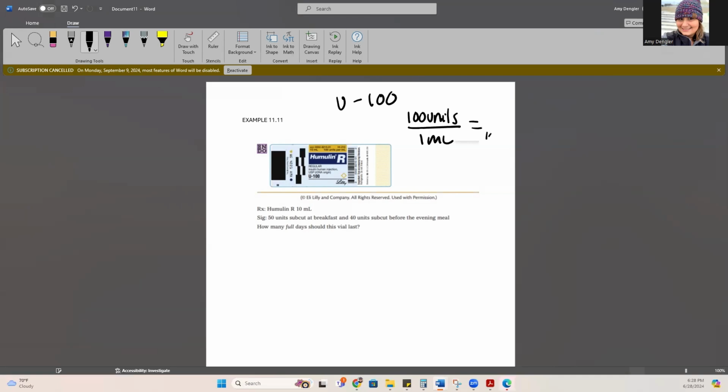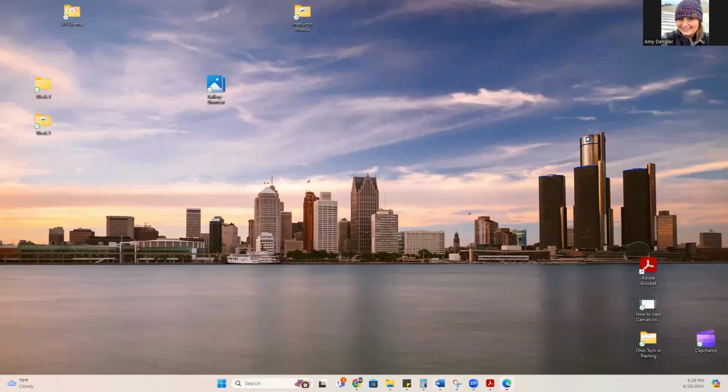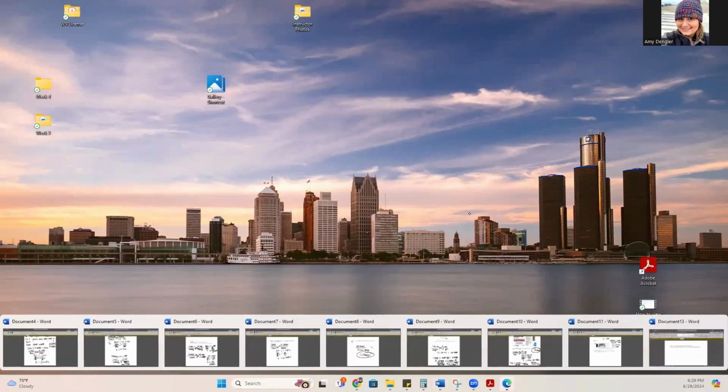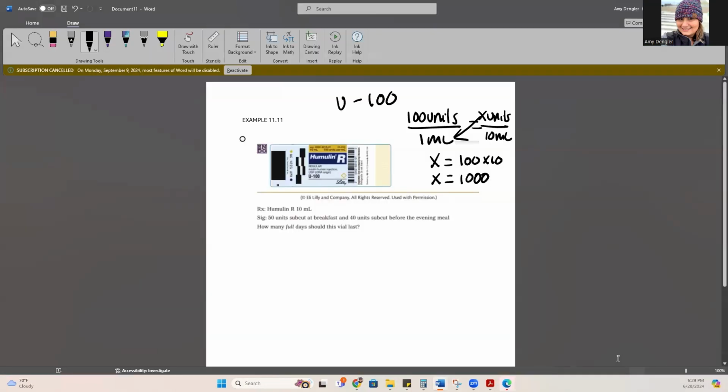And if we have a 10 ml vial, how many units are in that? And then you just figure it out by 1x is x. It's equal to 100 times 10. You multiply that and you get 1,000. So there's 1,000 units in a U100 insulin bottle.